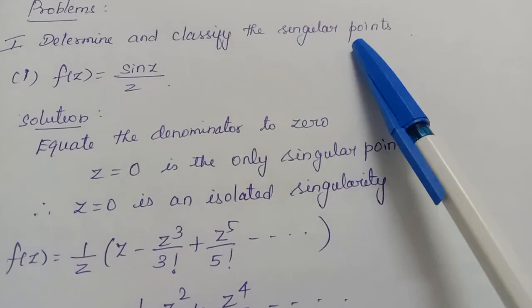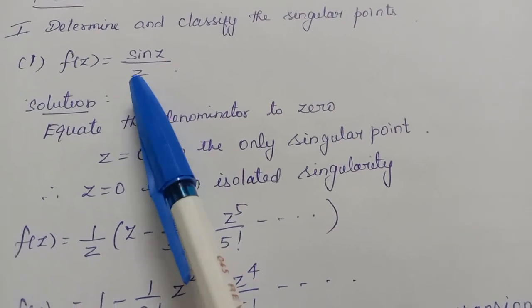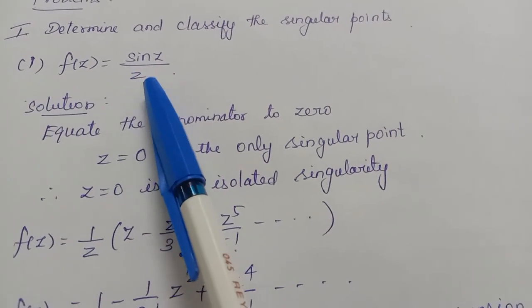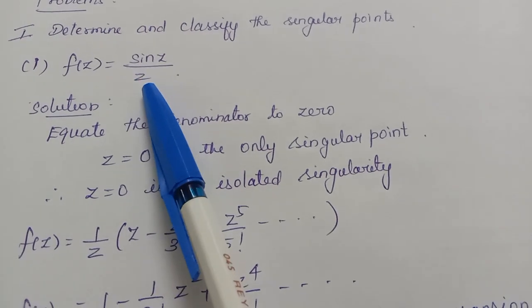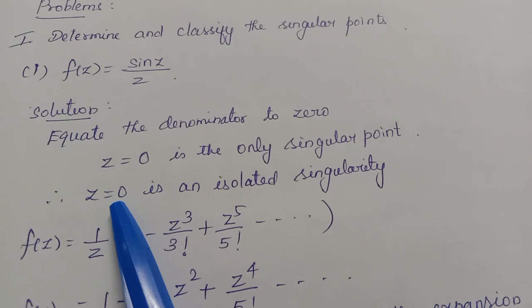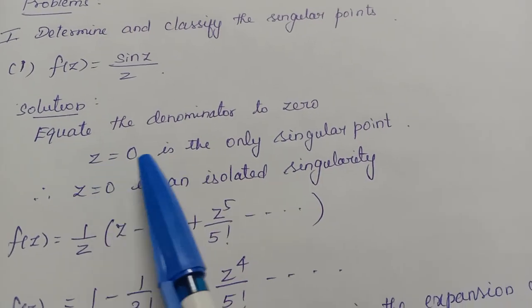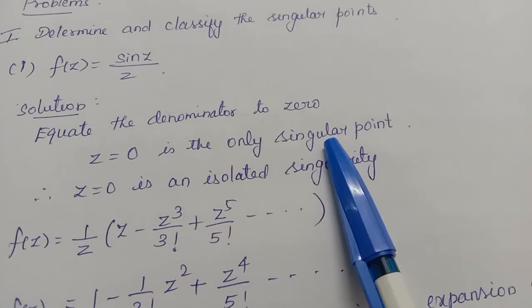Determine and classify the singular points. f(z) is equal to sin z by z. So for identifying the singular points, you have to equate the denominator to 0. What is the denominator here? z. So equate the denominator to 0: z equal to 0. So z equal to 0 is the only singular point.